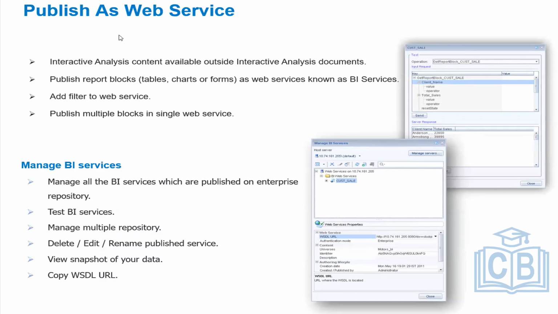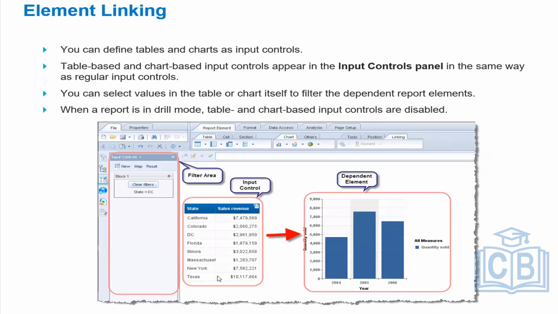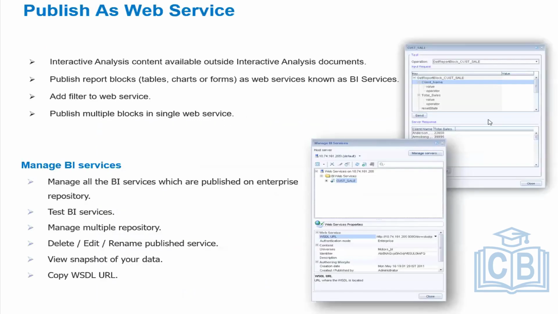The third advanced design concept is publish as a web service. It makes interactive analysis content available outside the interactive analysis document. That means if we created this table in the Web Intelligence report, we can access this table as the input for another dashboard or somewhere outside of Web Intelligence. That is possible by using query as a web service. So we will publish this block as a web service and consume it in some tool. You can publish report blocks like tables, charts, or forms as a web service, known as BI services.